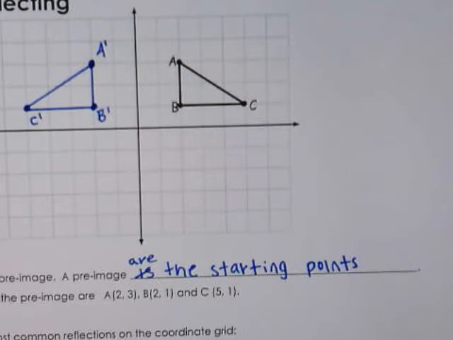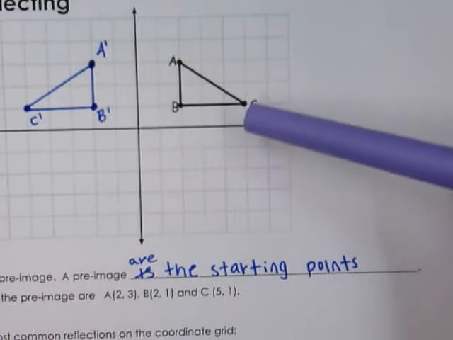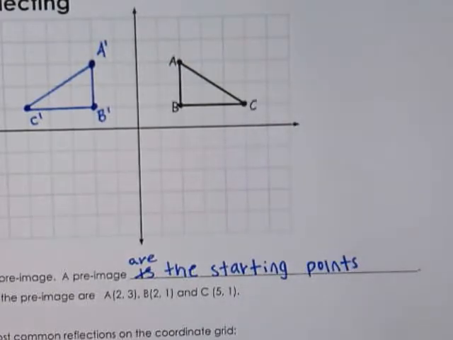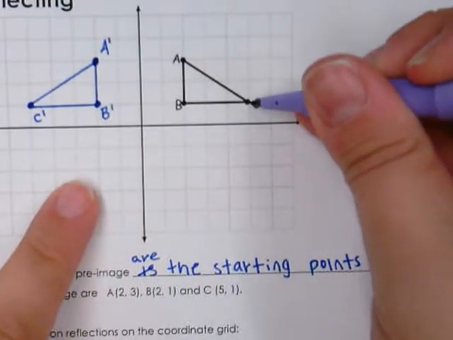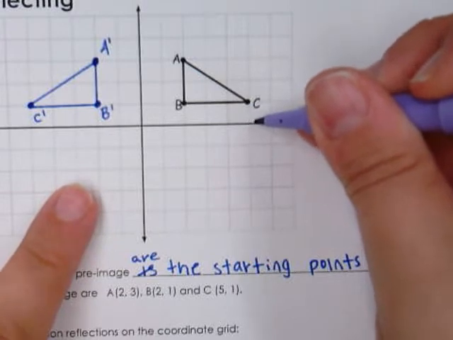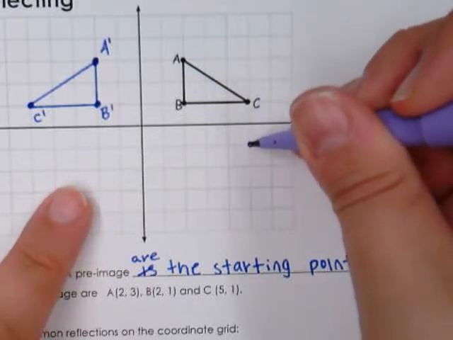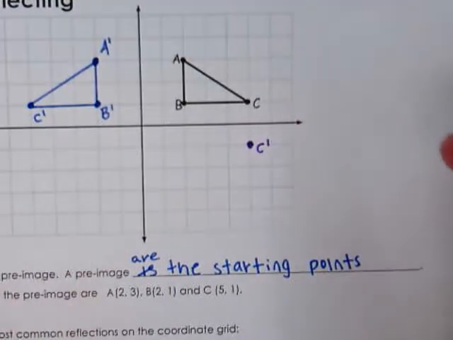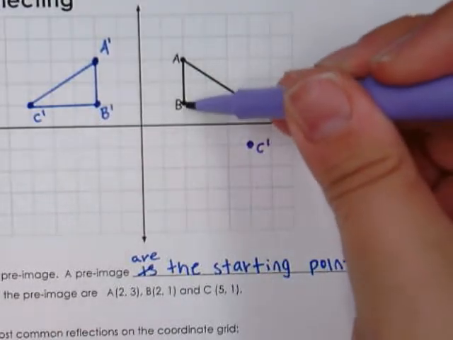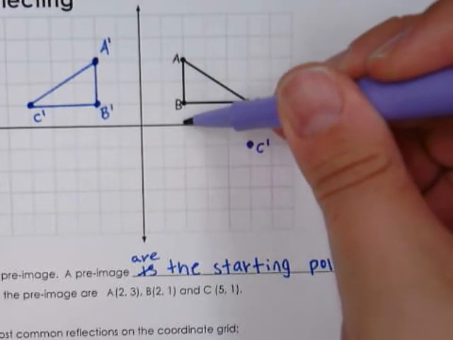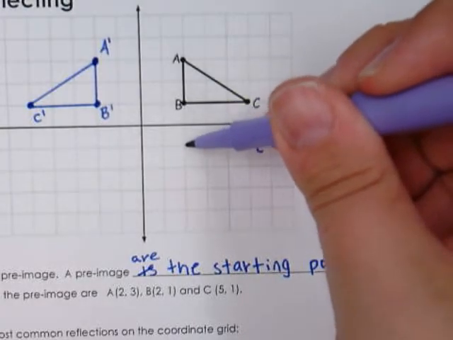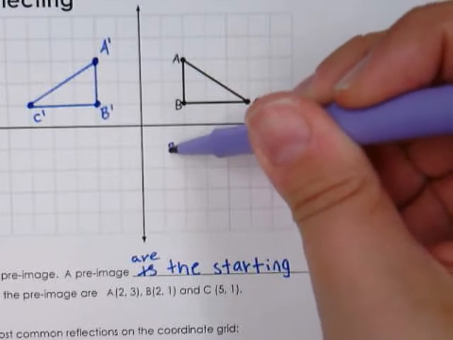When I reflect over the x-axis here, I'm going to count to the line of reflection. So I go from C to the line of reflection on the x-axis is 1. And then I go down 1. And there should be C prime. Okay, then we'll do the same thing for B. So for point B, it goes 1 down to the x-axis. Then I'll go down 1 more to find where B prime should be.